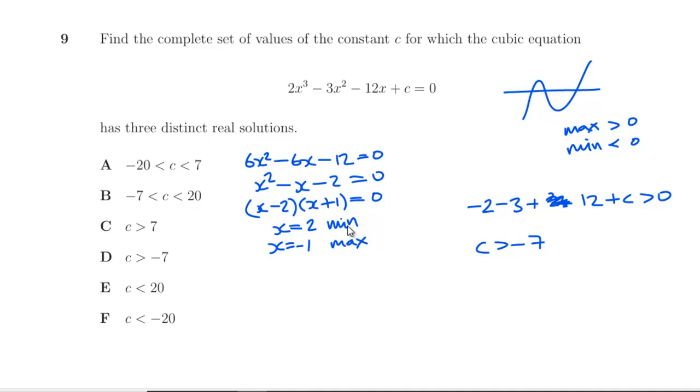Then for the minimum, if I put a 2 in, I'm going to have 16 minus 12 minus 24 plus c has got to be less than 0. So the minimum less than 0. So I've got 36, c is less than 20 and greater than minus 7. So yeah, B. Okay.